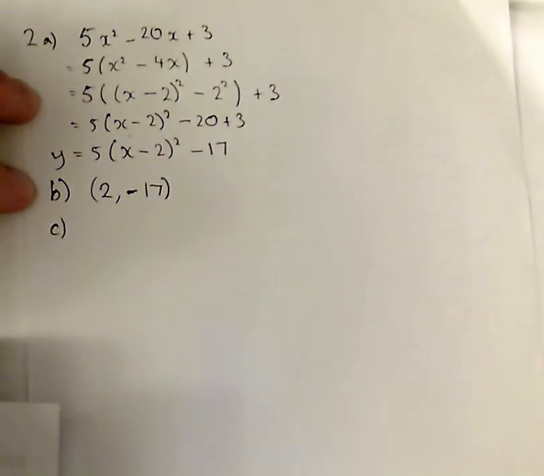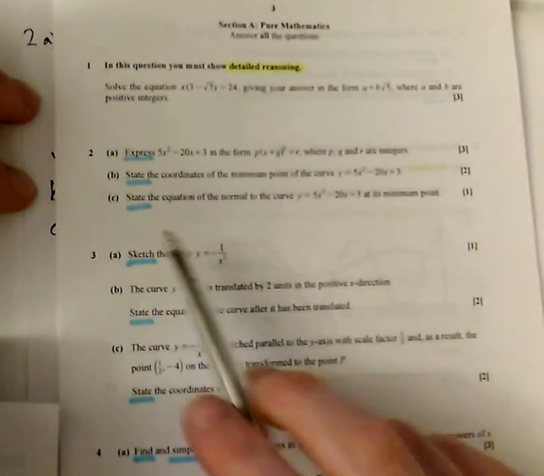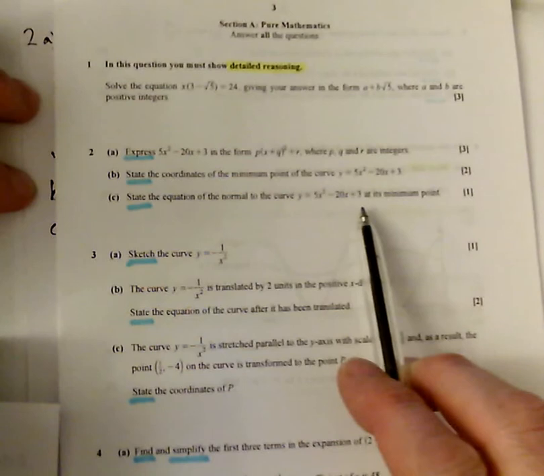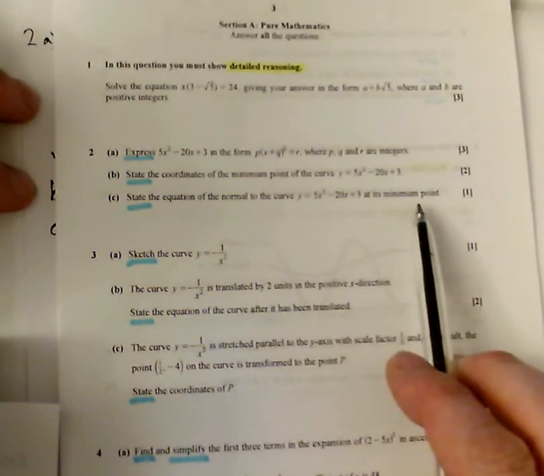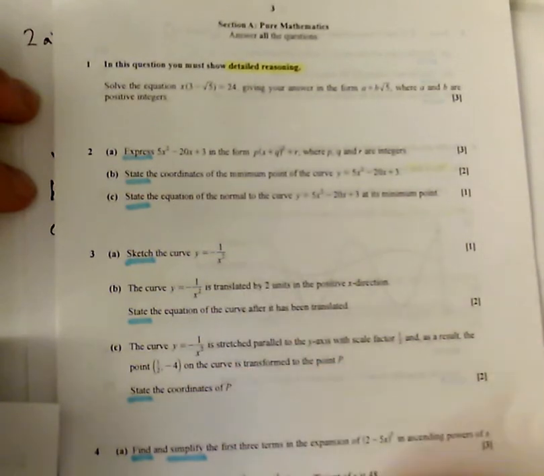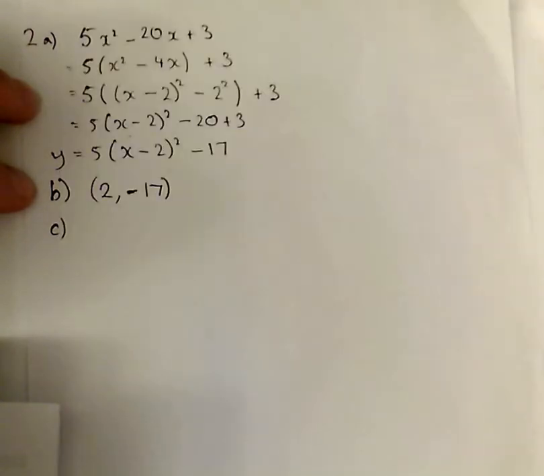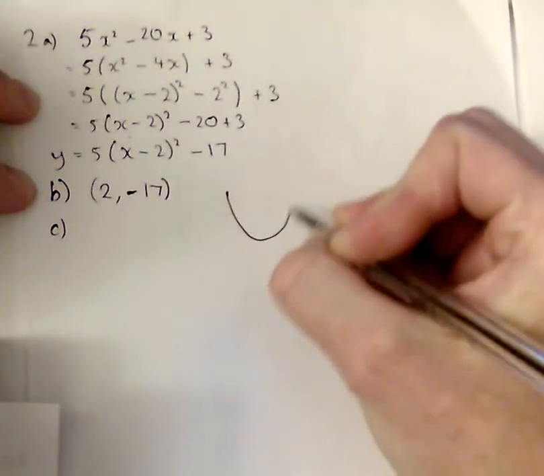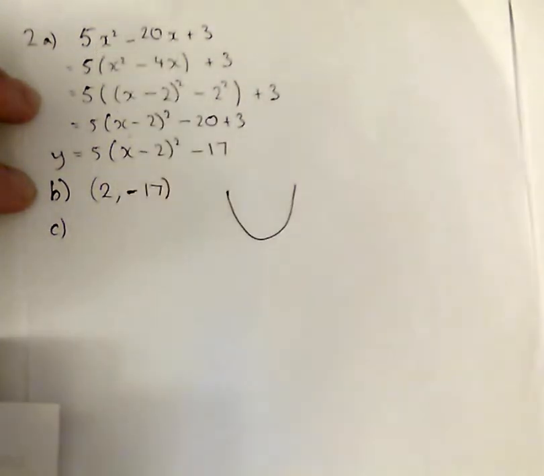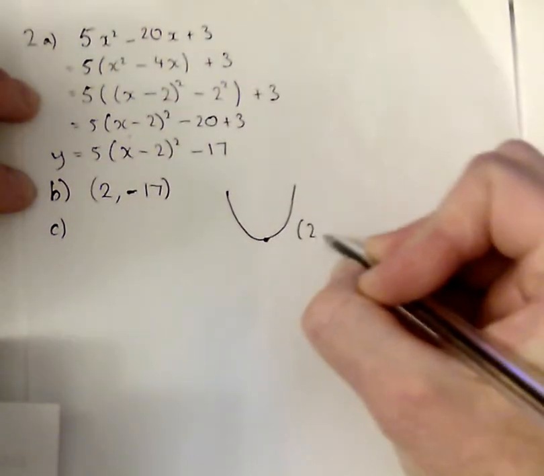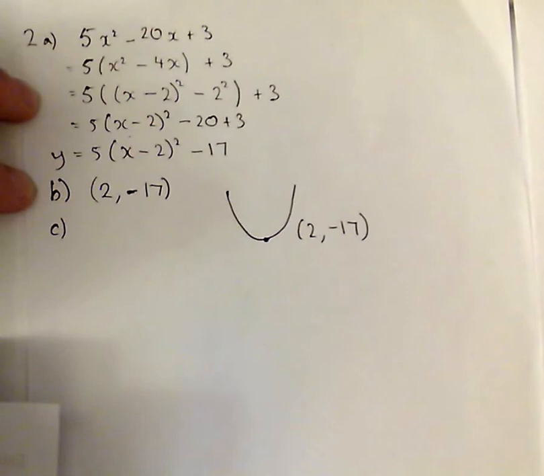For the third part, state the equation of the normal to the curve y equals this quadratic at its minimum point. So there's a lot going on there. It mentions a normal, so I'm going to sketch what's happening. We know that this is a happy face quadratic because we've got a positive coefficient of x squared. We know that the minimum value is at (2, negative 17).